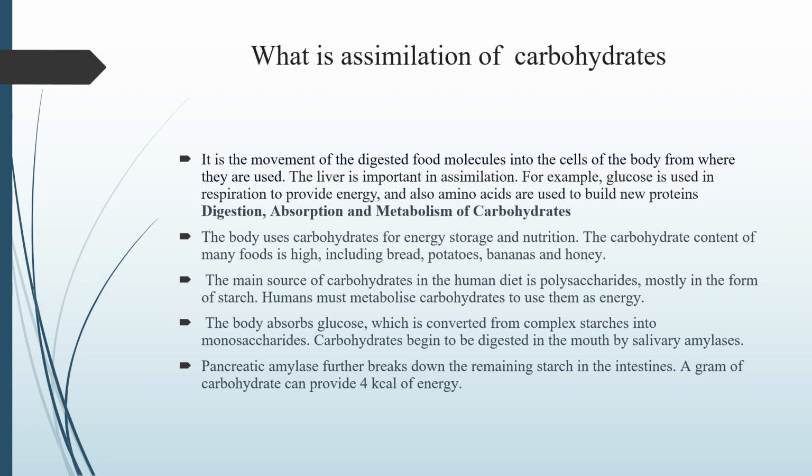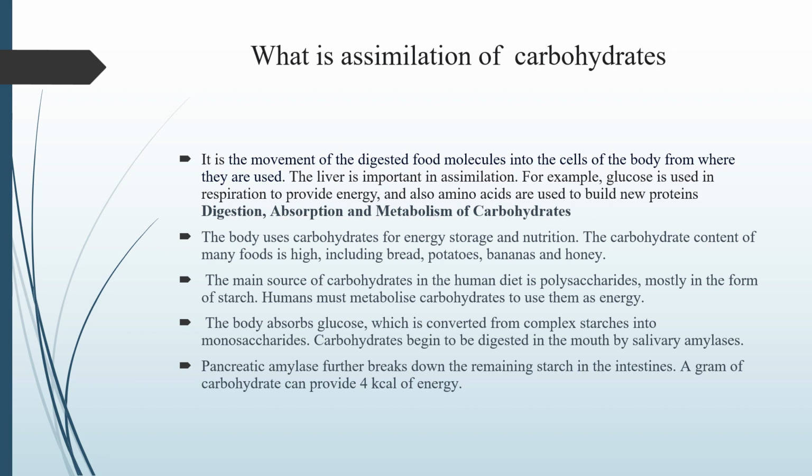Digestion, absorption and metabolism of carbohydrate. The body uses carbohydrates for energy storage and nutrition. The carbohydrate content of many foods is high, including bread, potatoes, bananas and honey. The main source of carbohydrate in the human diet is polysaccharides, mostly in the form of starch. Humans must metabolize carbohydrates to use them as energy.